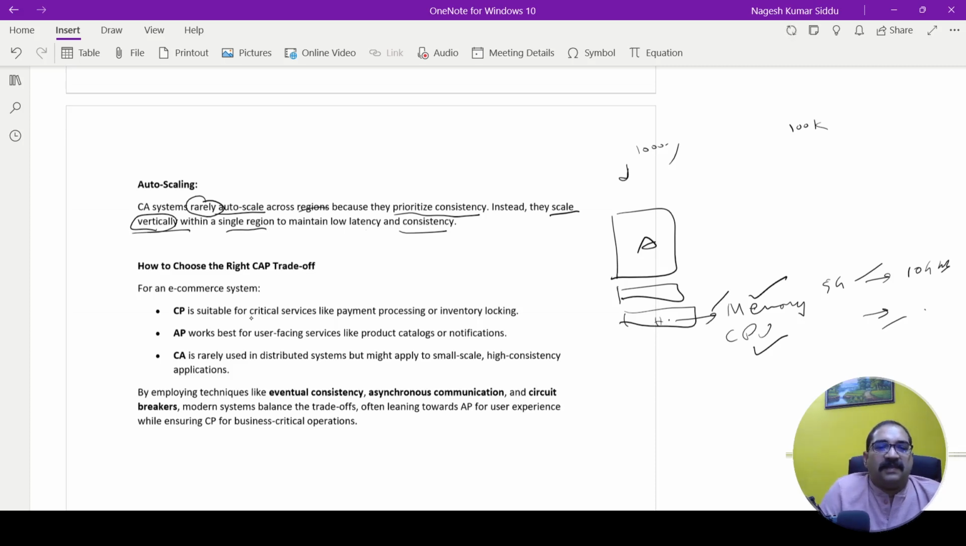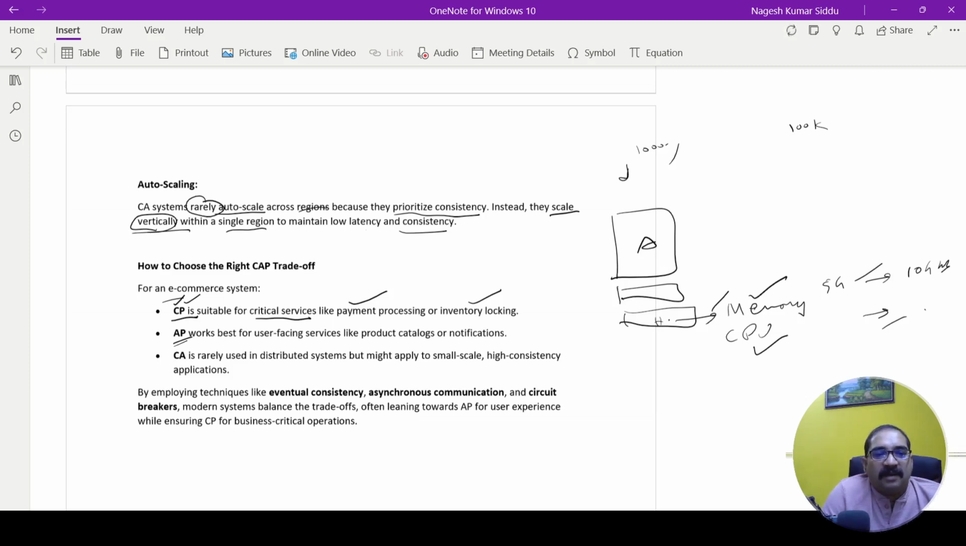Now there is a question: which one to choose when? This is an architectural decision we make based on the business requirements. For an e-commerce application, as we are going through this example, CP is suitable for critical services like payment processing and inventory locking. So we need to prioritize consistency and partition tolerance.